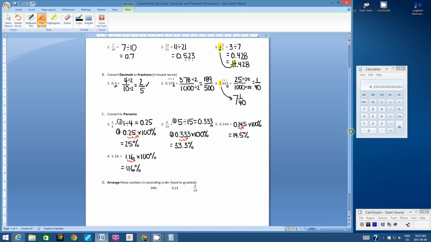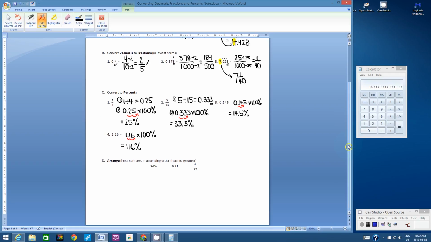So in section D, different type of question, but it's very similar. What you're going to do is combine all of the skills on this sheet. Arrange these numbers in ascending order, okay? Another word for ascending order is numerical order. And what does numerical order mean? It simply means least to greatest. So the problem is the three numbers are all in different forms. We have a percent, we have a decimal, and we have a fraction.